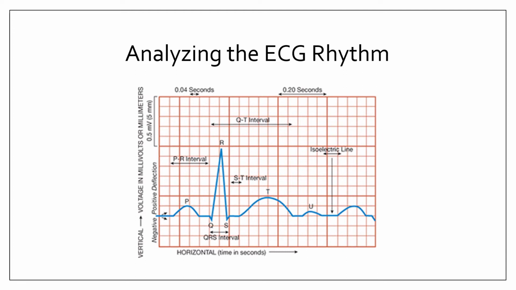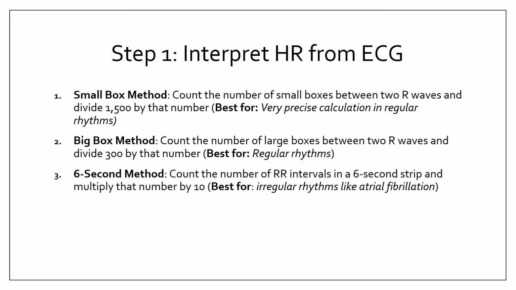So now that we've gone over the components of an ECG, we're going to start talking about the steps to interpret an ECG, and we're going to be practicing some strips together in class. So whenever you look at an ECG, heart rate is always going to be your first step. So before naming a rhythm, we have to know if the heart rate is normal, fast, or slow.